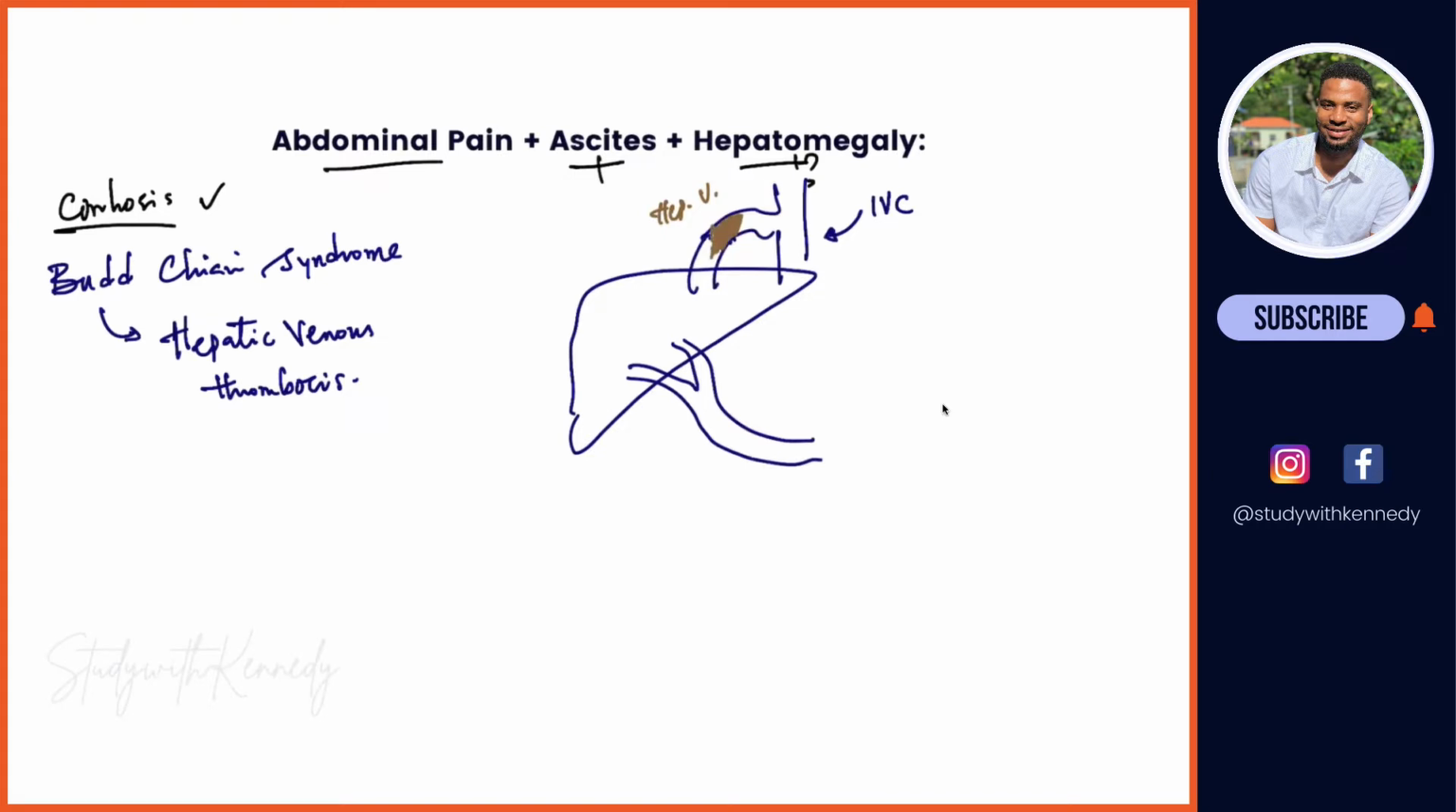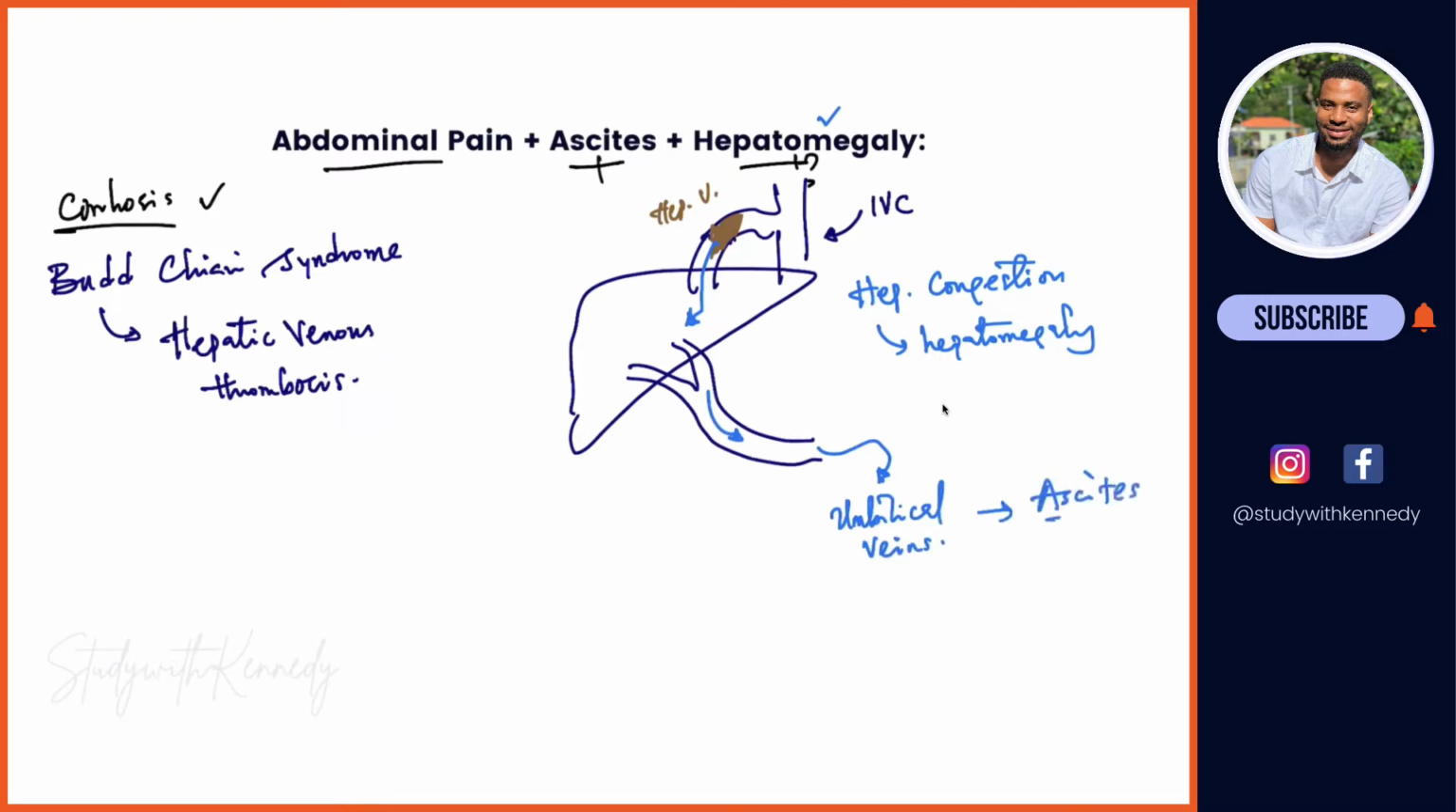Now, because there's obstruction here, what's going to happen? You're going to have backup of venous blood into the liver. The liver is going to get congestion. So we have hepatic congestion, right? Because blood is backing up. And if there's hepatic congestion, of course, there'll be hepatomegaly. Explains that perfectly. The same blood is going to back up into the portal vein. Why do they have ascites? It backs up into the umbilical veins, rather. And because it backs up into the umbilical veins, they're going to have ascites.